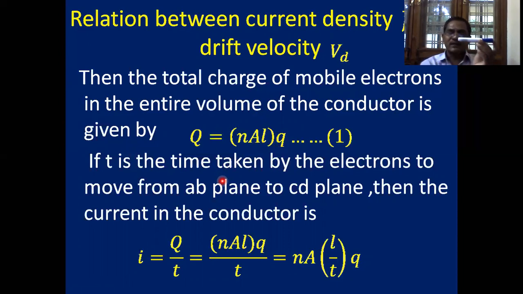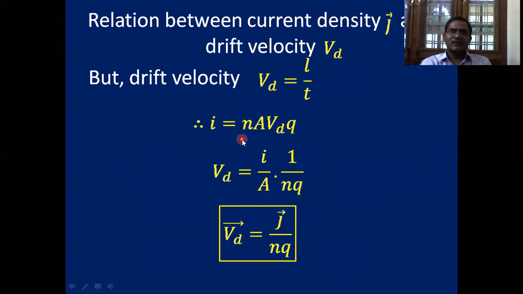Then how do we write the current? Current equals the amount of charge flown by time taken. I equals N A L q by T, that equals N A (L by T) into q. But the drift velocity Vd equals L by T.